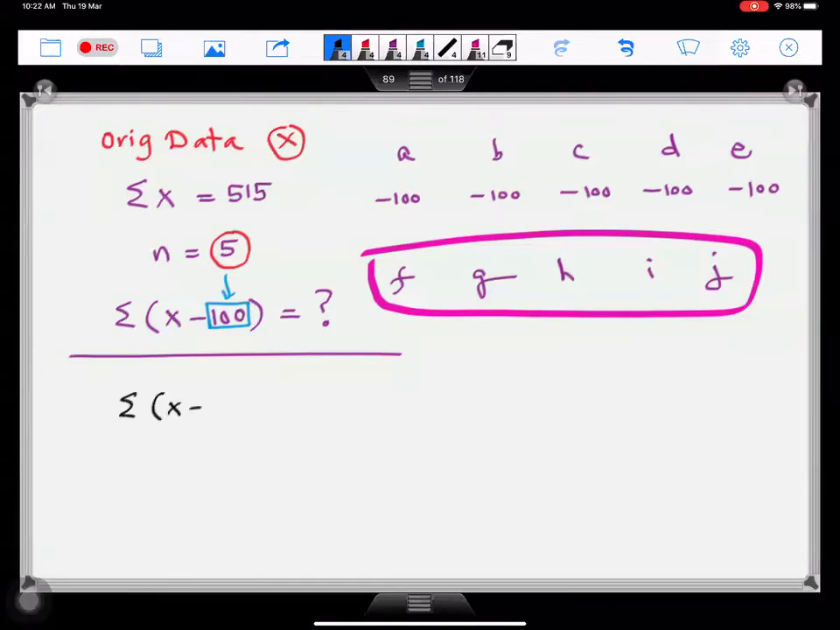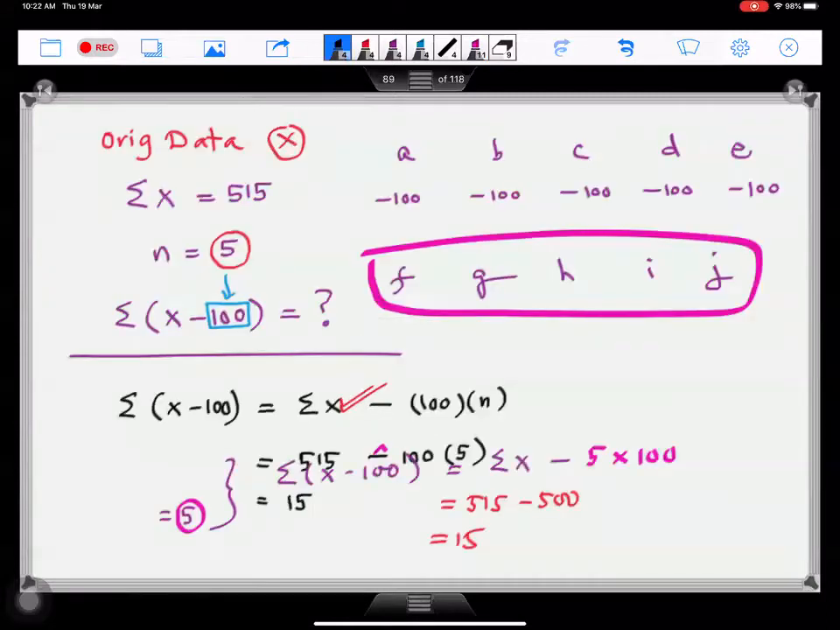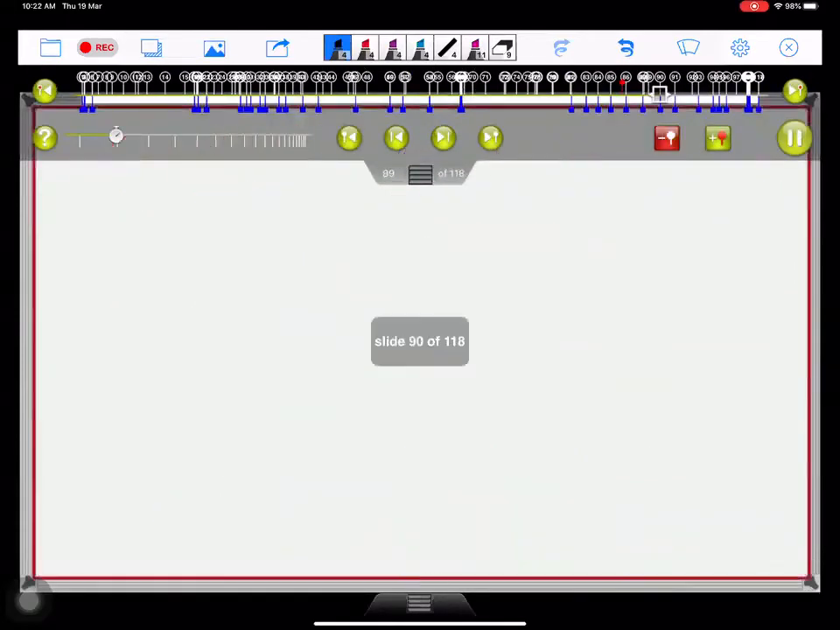Therefore, sigma x minus 100 is basically sigma x minus whatever value was subtracted originally, multiplied by n. That means sigma x is 515, 100 is 100 in this scenario, and n is 5. Therefore, this comes out to be 15, which is exactly the same thing as the previous one. Now, this basic knowledge will be used in the second part, in a new question.